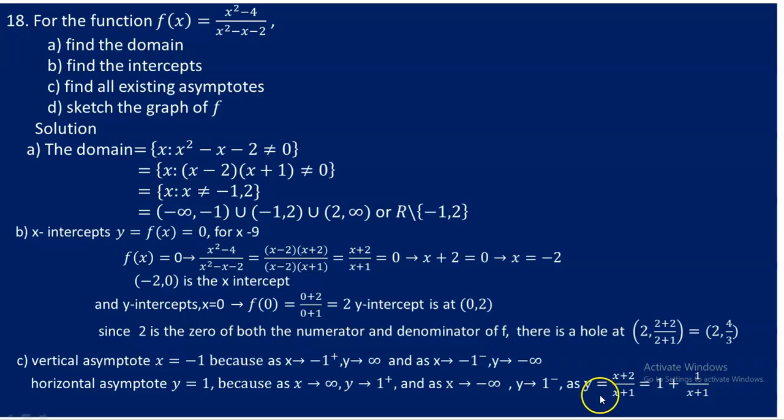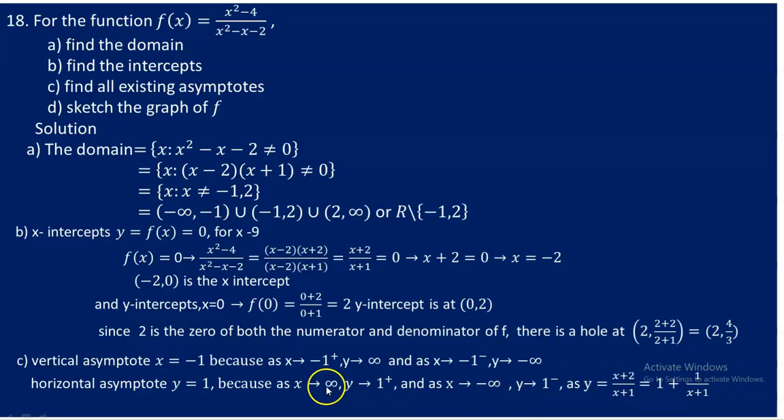The case is when you divide x plus 2 by x plus 1, you have 1 plus 1 over x plus 1. Just apply the long division method. x plus 2 divided by x plus 1 is 1 times, and 1 times x plus 1 is x plus 1. Subtracting x plus 1 from x plus 2, the remainder comes to be 1. So we have 1 plus 1 over x plus 1, as you see.